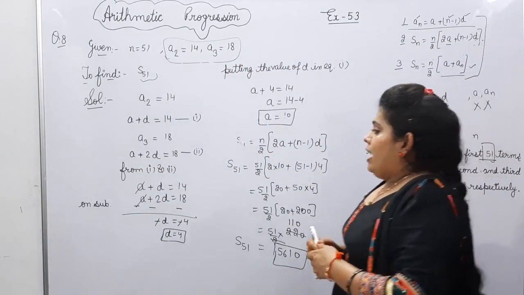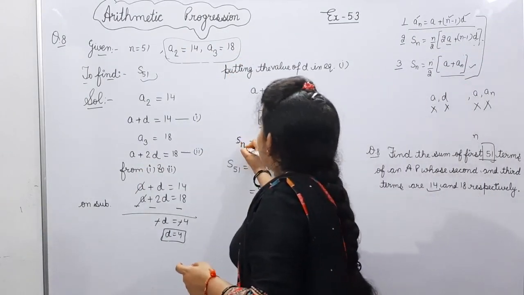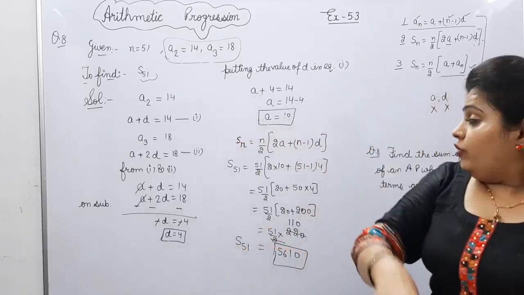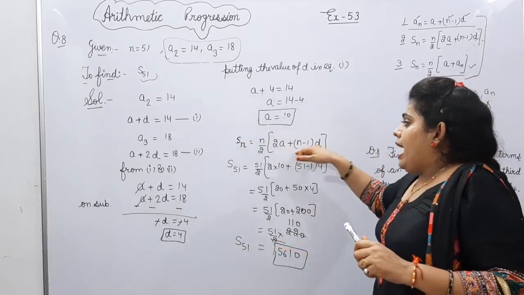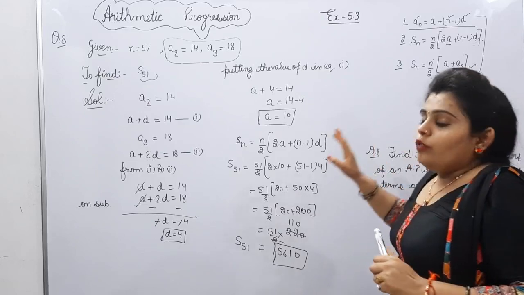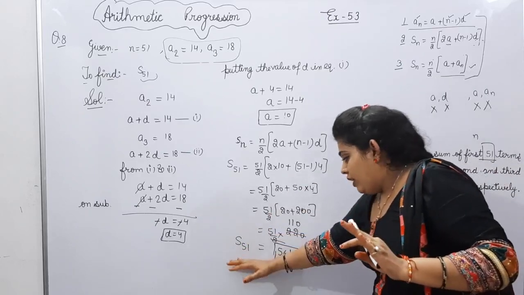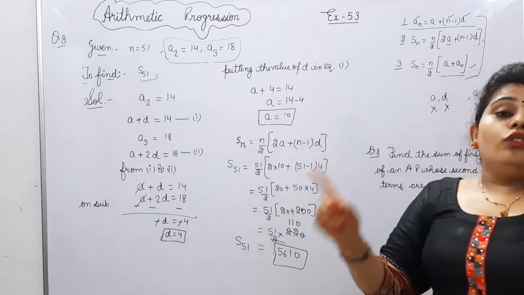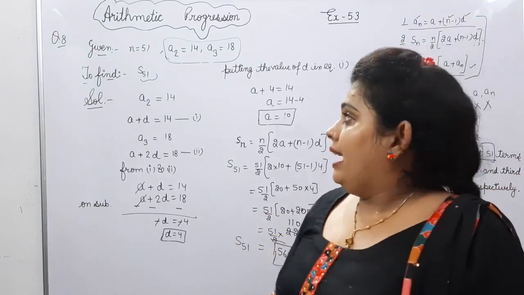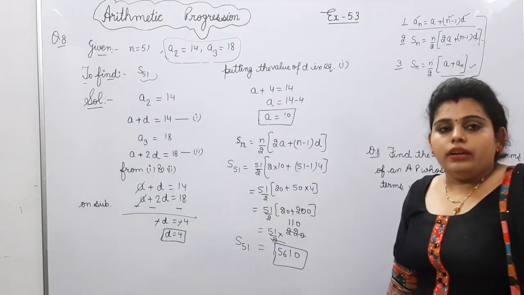After finding these values we will use this Sn formula, and after putting these values of a and d in this Sn formula we get the sum of the first 51 terms, and it is equal to 5610. It is about question number 8.